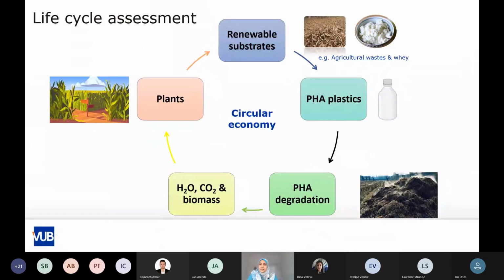And also what's interesting about PHA is that it fits in the circular economy. So we can start from renewable substrates, for example, agricultural wastes and whey, and then produce the plastics, which can then be degraded, producing just water, carbon dioxide, and biomass. Then the plants can use these to reproduce the renewable substrates.